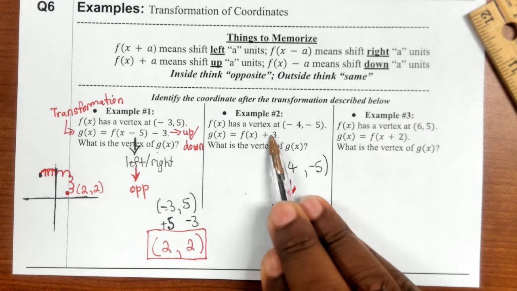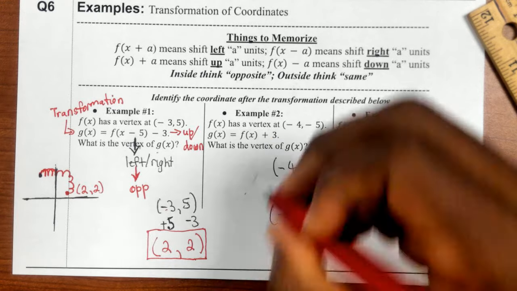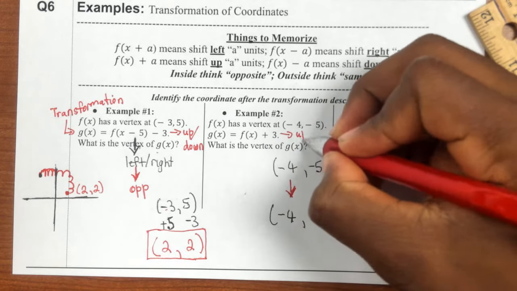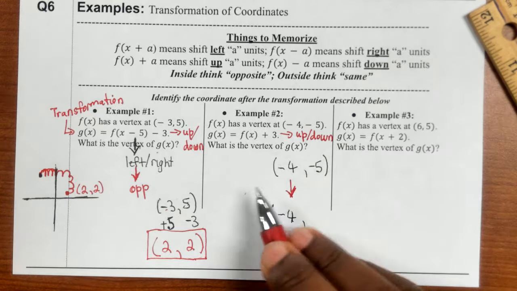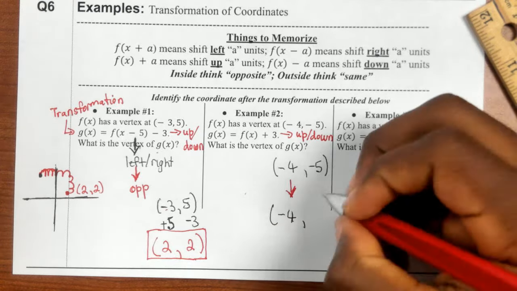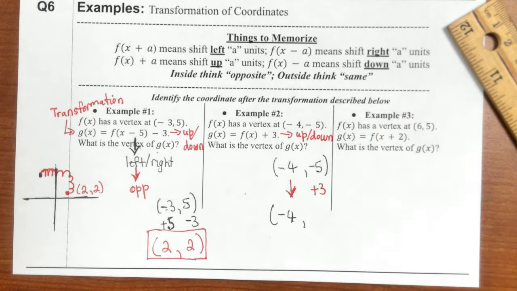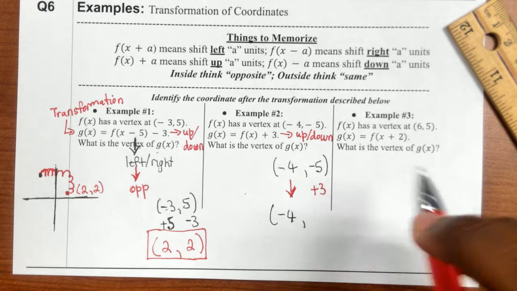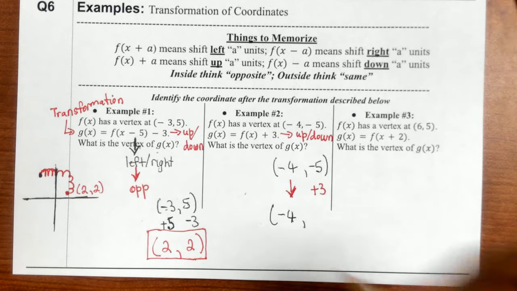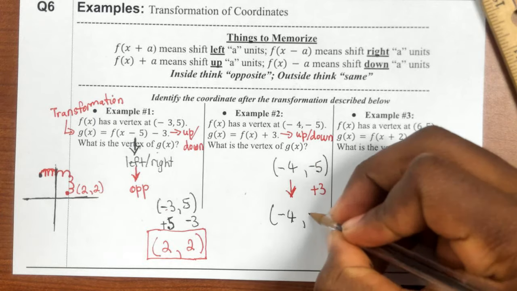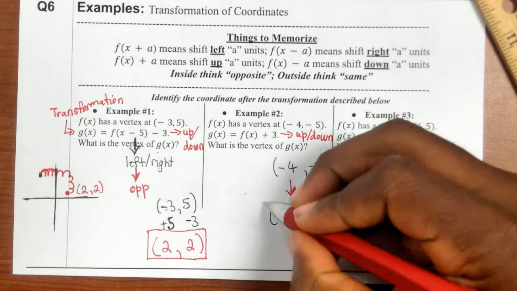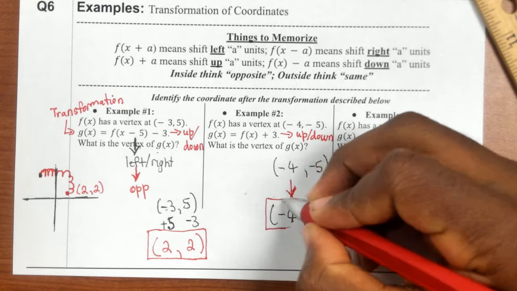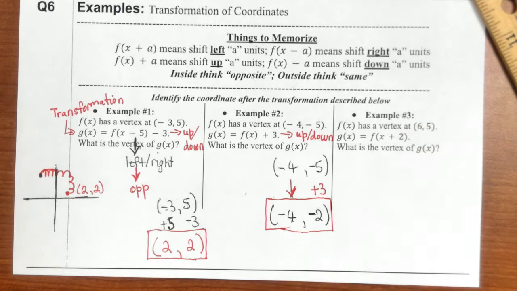Here, I see a number on the outside. So because there's a number on the outside, which tells me up or down, do I do the opposite of that? No, I'm going to do exactly as what I see. So I'm going to add 3, but I'm going to only add 3 to my y value, okay? So negative 5 plus 3 is negative 2. So my answer for this transformation is negative 4, negative 2, all right? So again, pretty easy, right? So let's look at the next one.